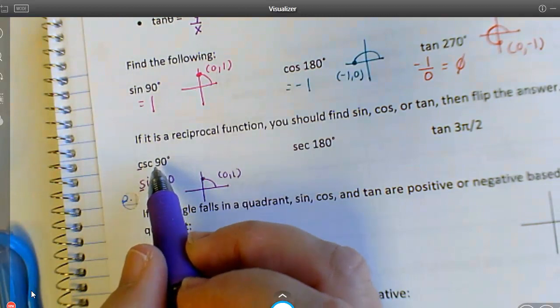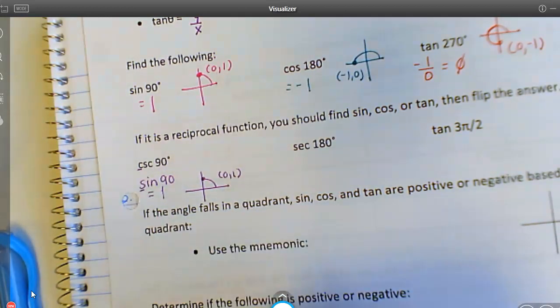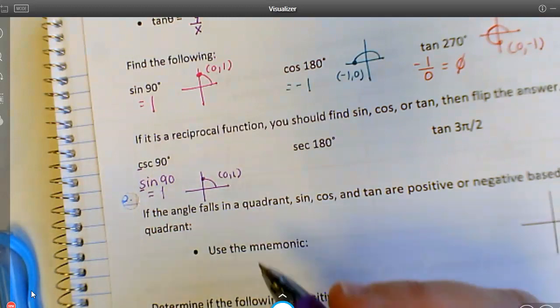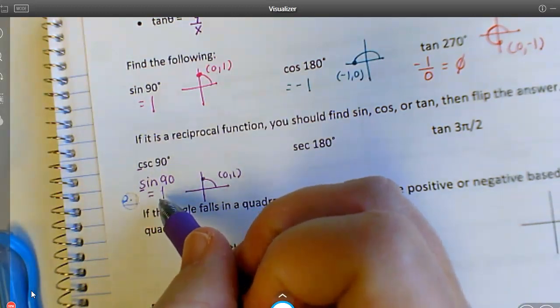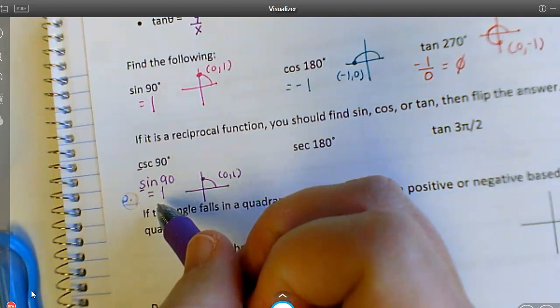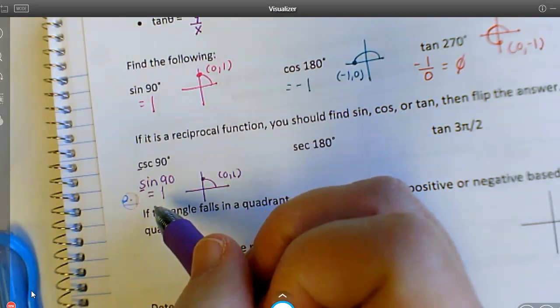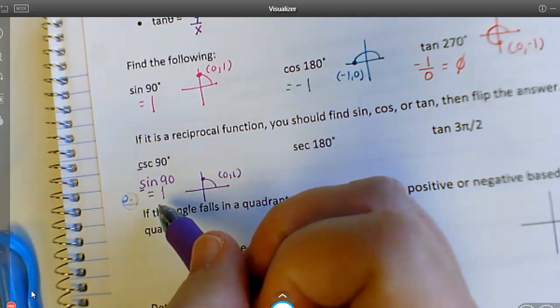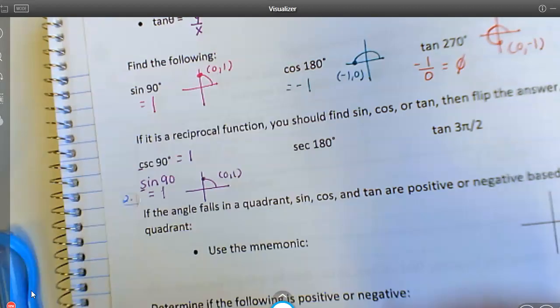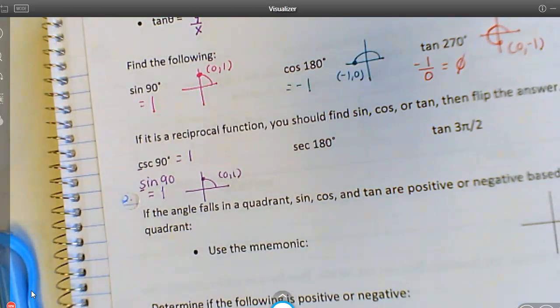All right, cosecant of 90. It's a reciprocal. You flip it, basically. If you've got 1, that's the same as 1 over 1. If you flip 1 over 1, you still get 1 over 1. It happens to be the same. It will not always be the same, but if 1 is the sine or the cosine or the tangent, then the reciprocal of it is also going to be 1, because when you flip 1, you still get 1.